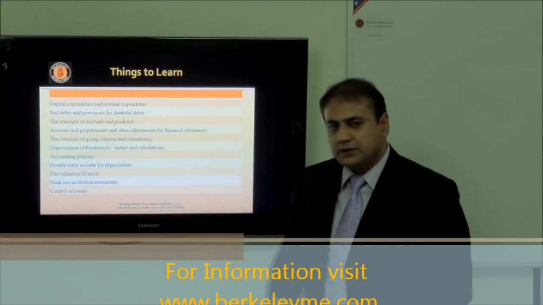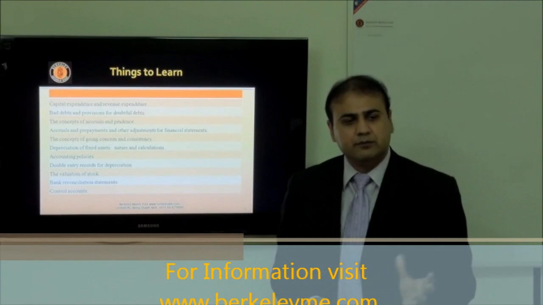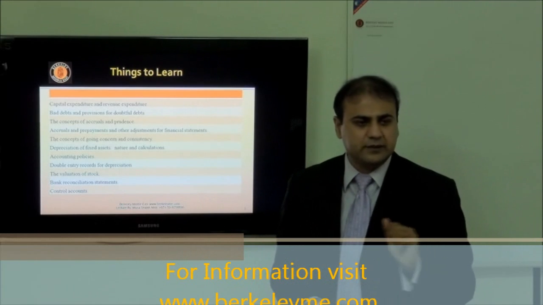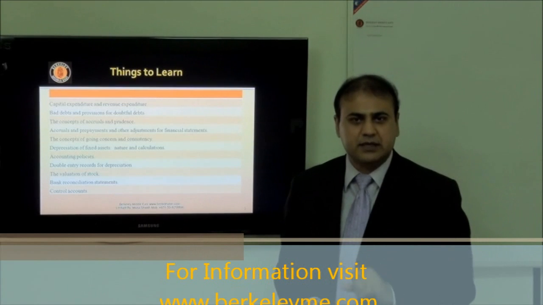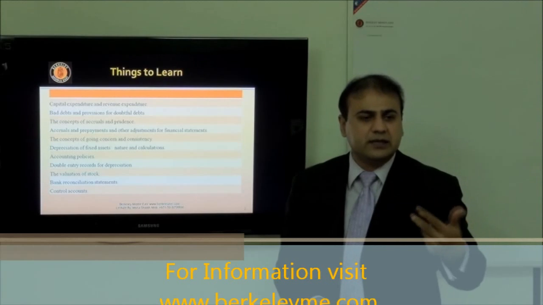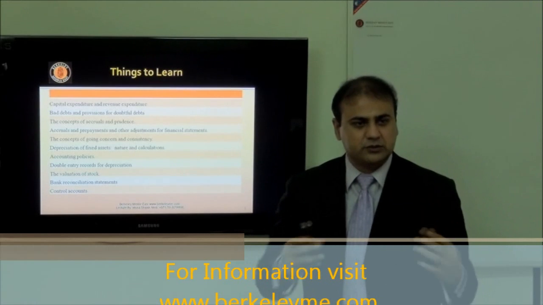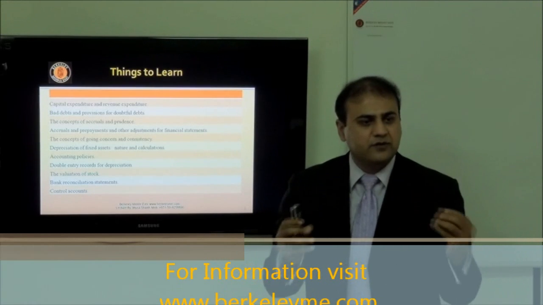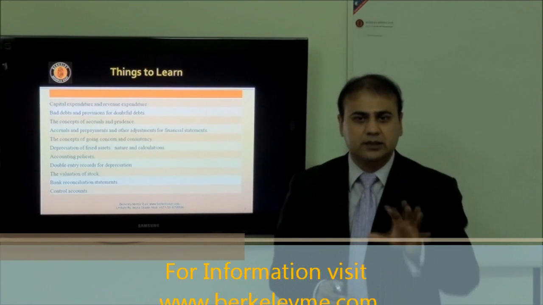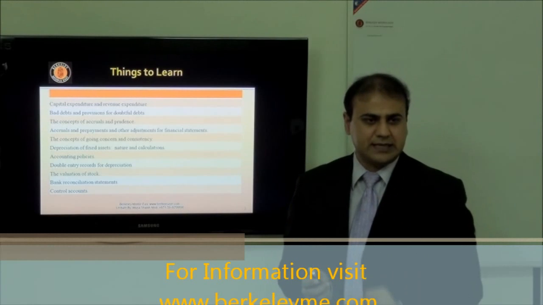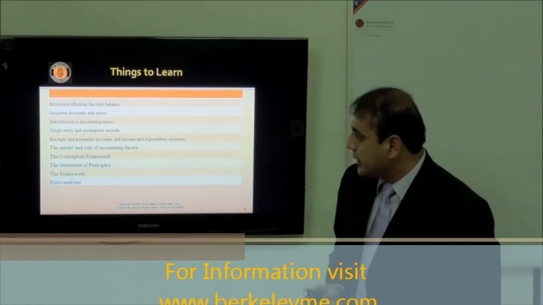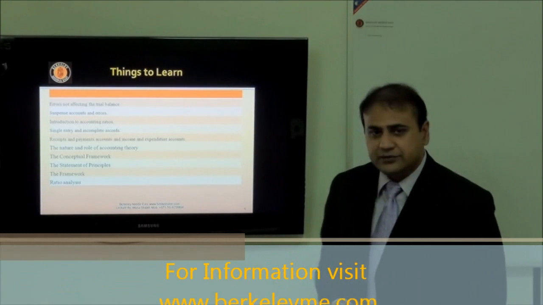Then we have control accounts, mainly for receivables and payables, customers and suppliers. But for any purpose we can make a control account. The purpose is to put all related information into one account and get the picture of where it stands. Then errors not affecting the trial balance.